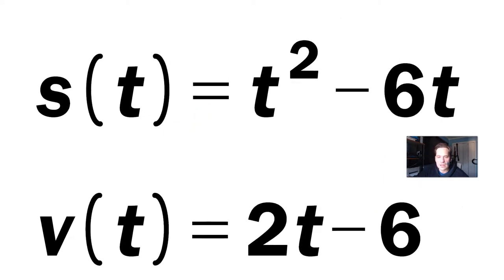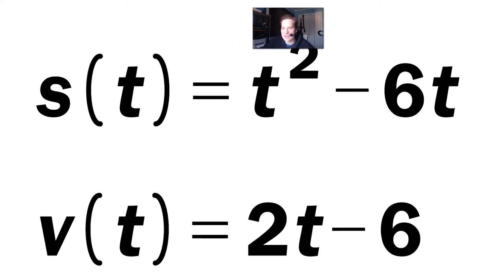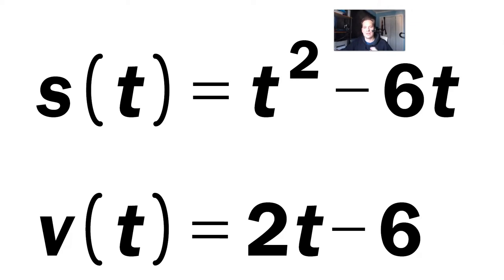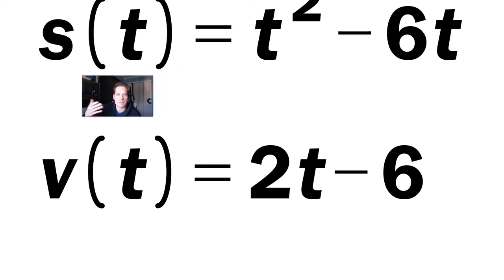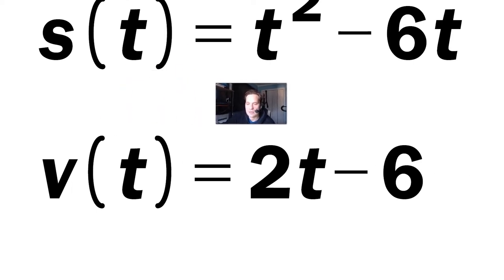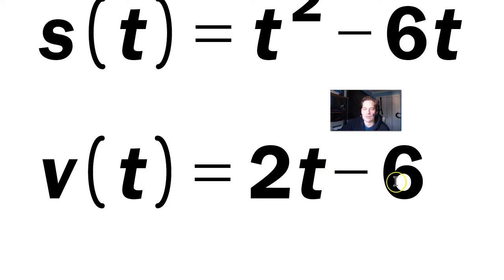Okay, so here's our position function. S of t equals t squared minus 6t. I just made this up. For the sake of simplicity, only two terms. Okay, so the derivative is found by doing v of t, or you can write s prime of t, makes no difference, equals 2t minus 6, so just use the power rule.